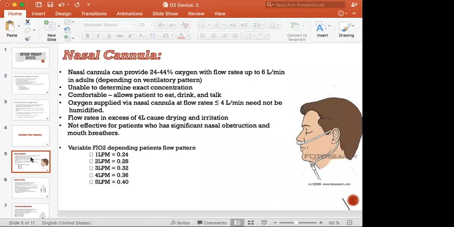Our first example of low flow is the nasal cannula. It gives us up to 6 liters per minute, roughly between 24 to 44% FiO2. For every 1 liter per minute, if we start with 1 liter, we are giving an estimated FiO2 of 24%. Moving to 2 liters per minute, FiO2 will be 28%, until we reach the maximum, which is 6 liters per minute with an FiO2 of 44%.